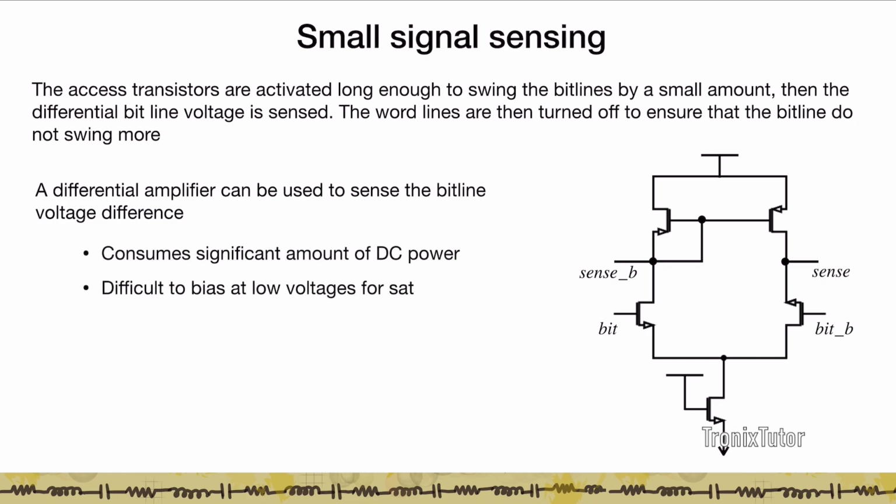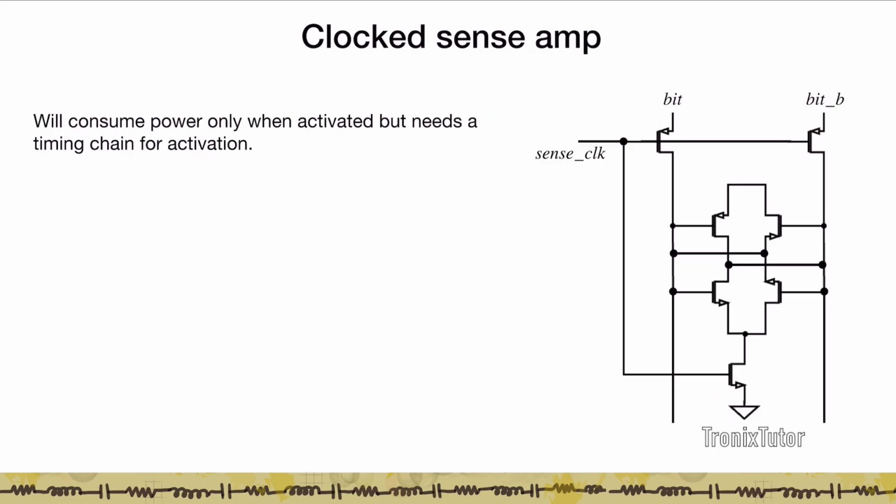So you can imagine that the outputs of bit and bit bar are connected to this differential pair, and then you use a differential amplifier to sense the output at the bit. Okay? Now, this is the analog version of the sense amplifier, and the analog version is going to consume a significant amount of DC power because there's a constant bias current flowing through both arms of the circuit. And secondly, as your VDD scales, it becomes hard to bias the circuit in saturation because your overdrives are going to be limited, right? And so this circuit has an issue.